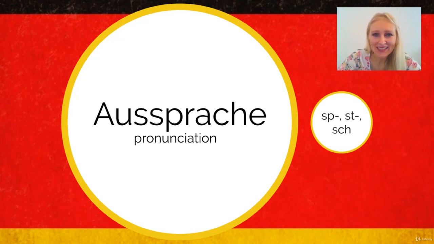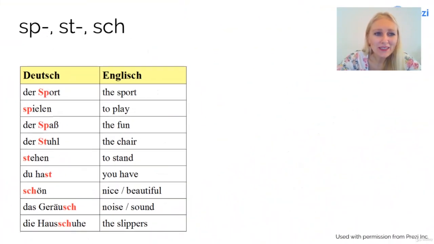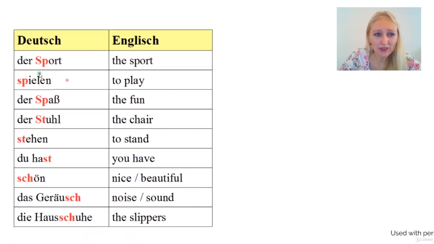So let's have a look at one of the most important pronunciation rules. Here we have SP, ST and SCH, okay? Or SP, ST, SCH in German. For example, here we have the word der Sport. All words that start with an SP are pronounced as "shp", okay? It's Sport. So we don't say "sport", we say "Shport". Whenever you see it at the beginning of a word, der Sport. If you see the SP at the end of the word, then it is pronounced normally, like "sp". Okay, not "shp", but just SP.